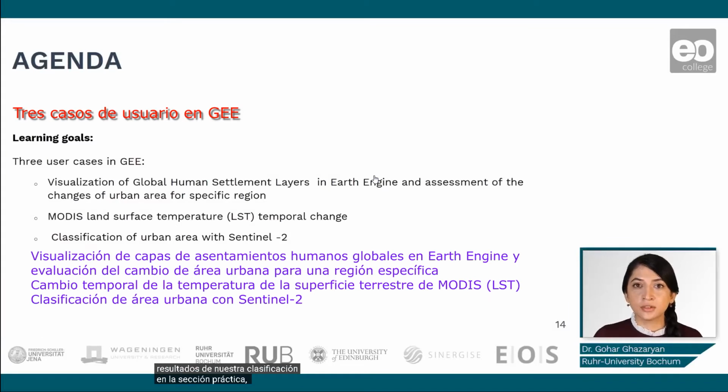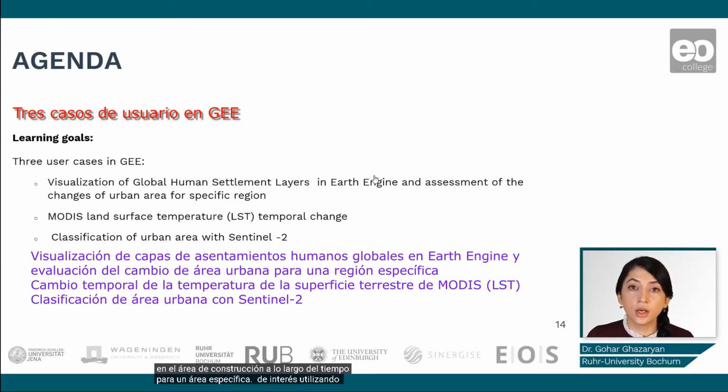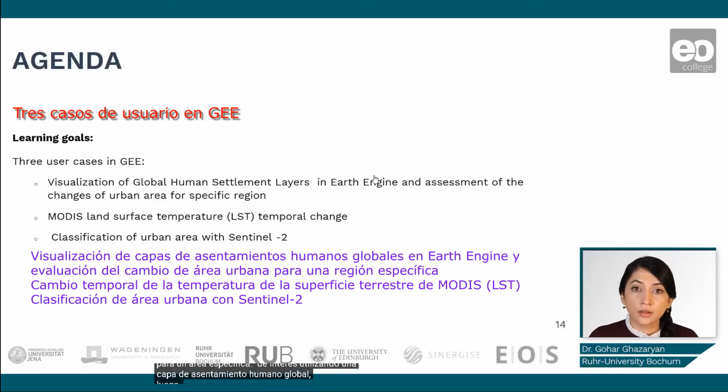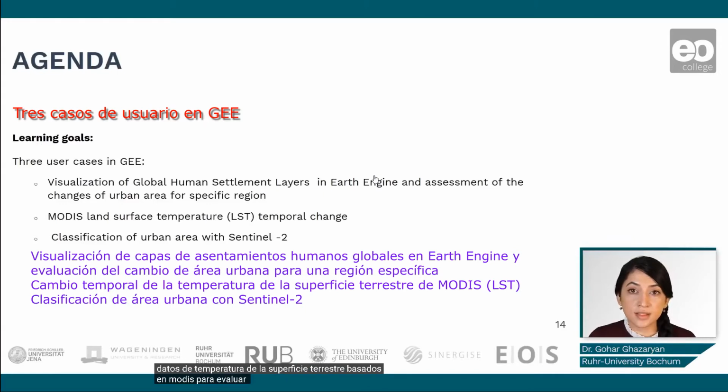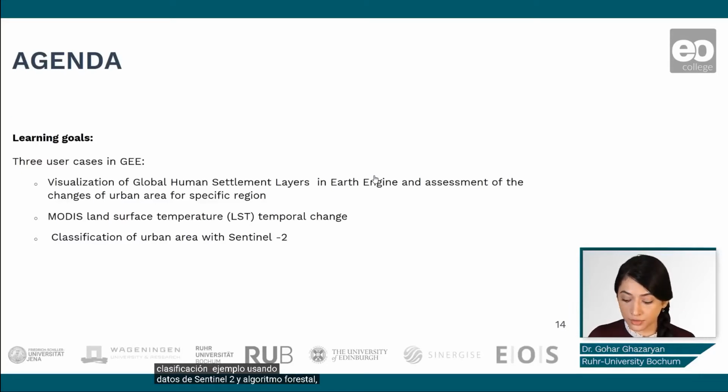In the practical section, we will have three use cases that are focusing on three different aspects of urban monitoring with remote sensing. First, we will look at the changes in built-up area over time for a specific area of interest using the Global Human Settlements Layer. Then we will use MODIS-based land surface temperature data in order to assess the thermal environment in urban areas and also look at the warming or cooling effects for specific areas of interest. And we will wrap up with the classification example using Sentinel-2 data and the random forest algorithm.